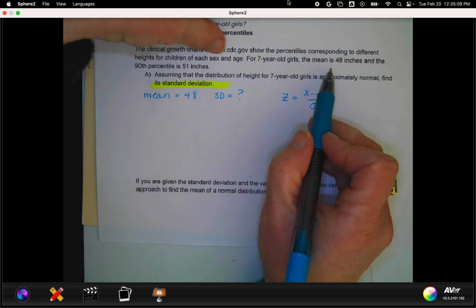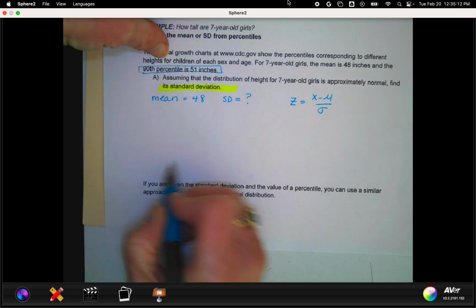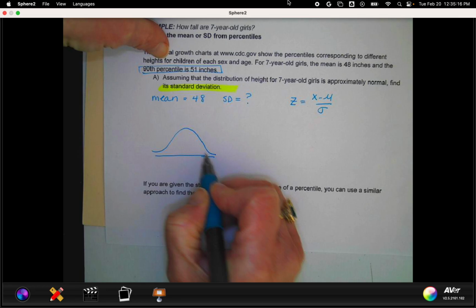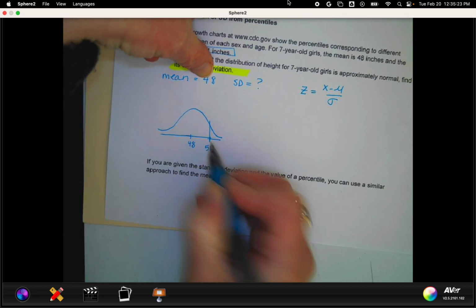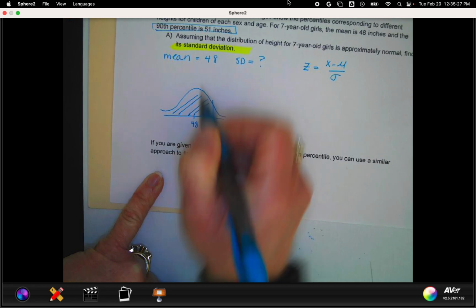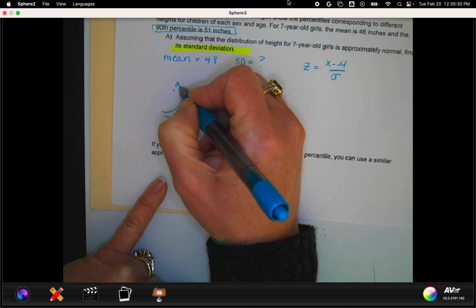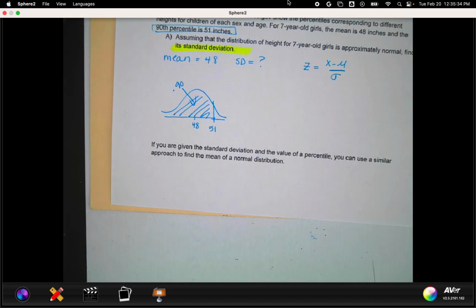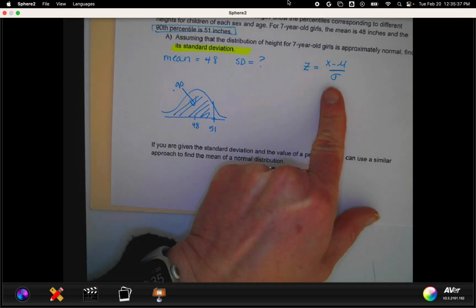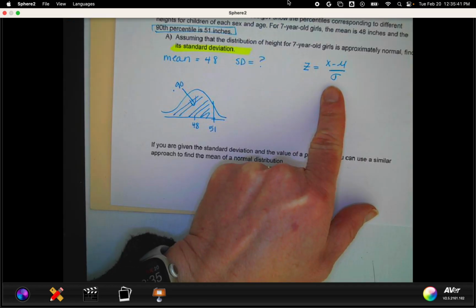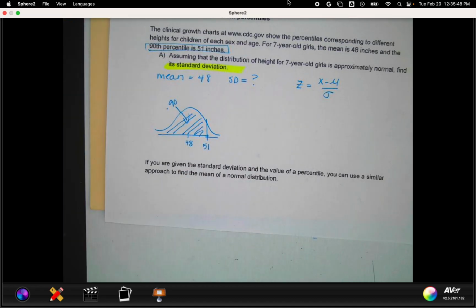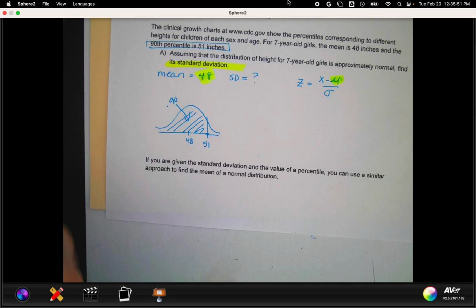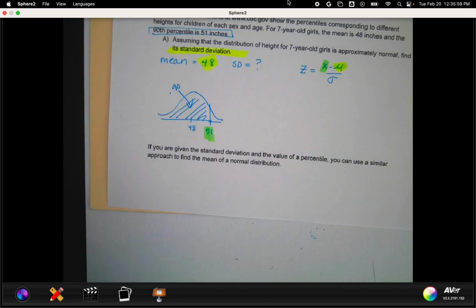It tells me up here, the 90th percentile is 51 inches. So remember, your mean is at 48. 51 is above it. And that's the 90th percentile, so it has an area of 0.9. What parts of this formula do I know? There's an easy one. Well, there's two. We know two things right now. What can you tell me? The mean. So there's the mean. That's going to get plugged in there. And I know one other thing I can plug into this formula. We know the x. The x right here is that 51 down there.